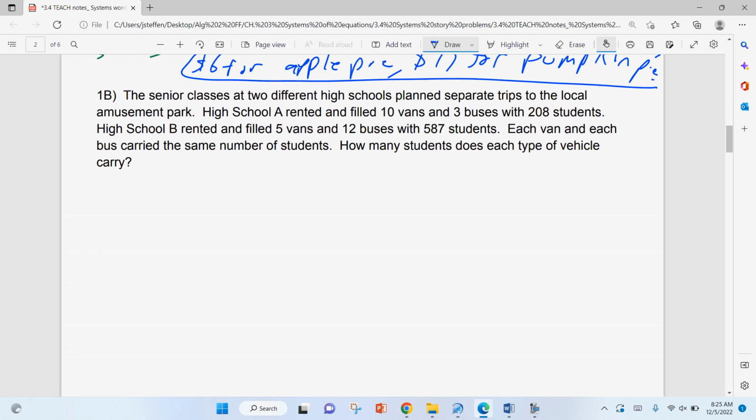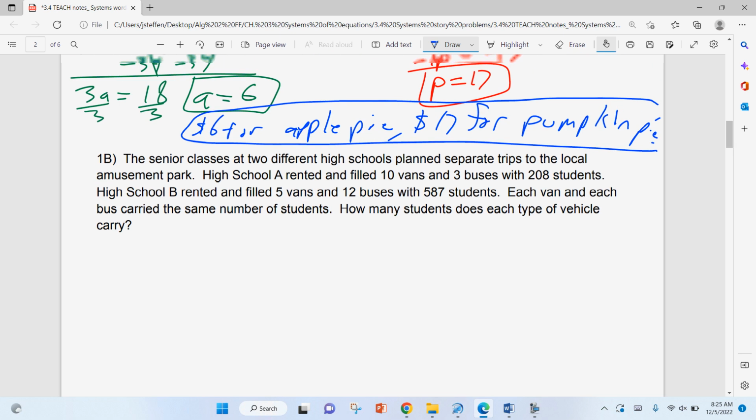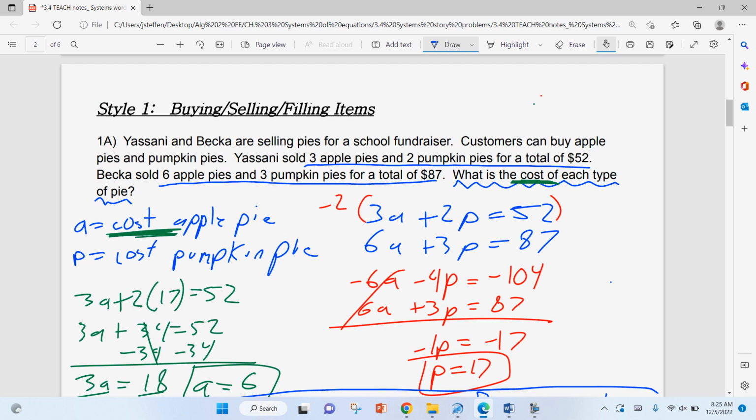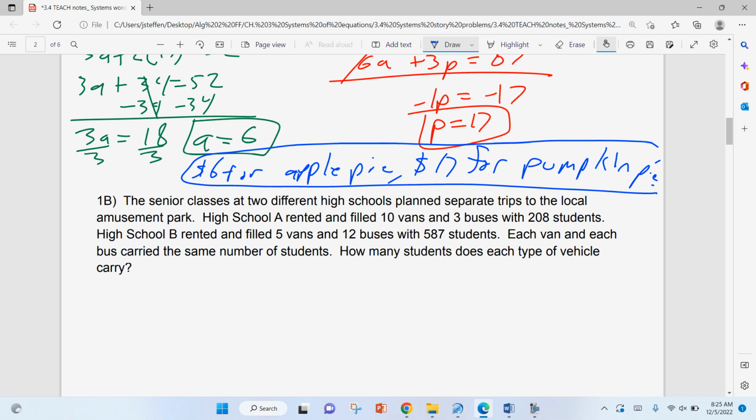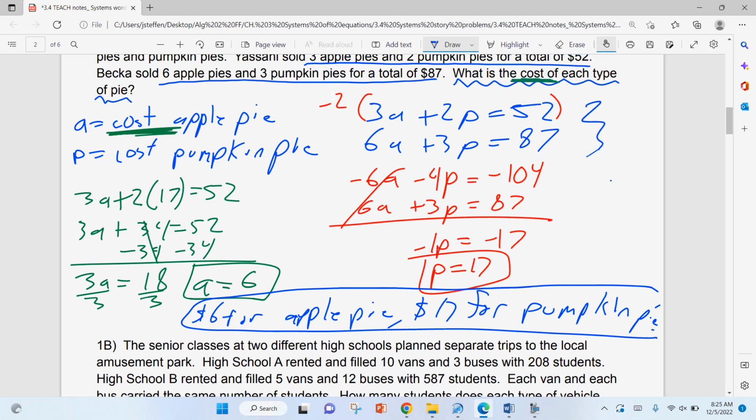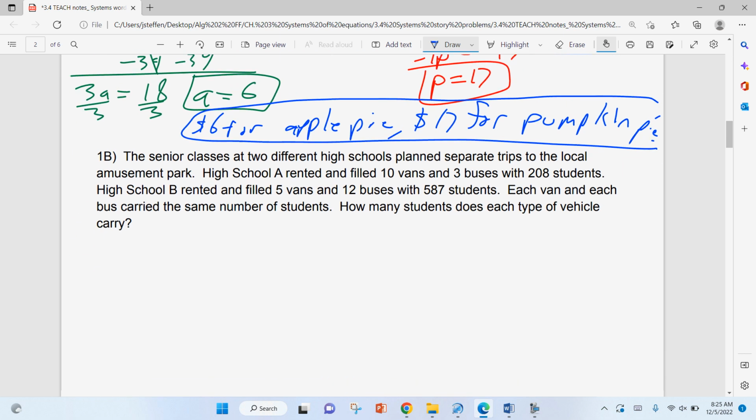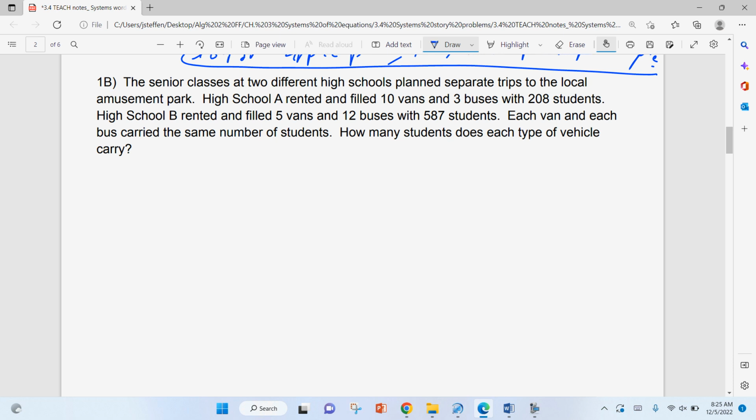All right, go ahead and read number 1B. Again, just like I said, you do not have to solve this one. All you need to do is set it up. So once you get to this step that we did in the last one, you can stop. My main thing is making sure you guys know how to get that. If you want to solve it, you're more than welcome to.